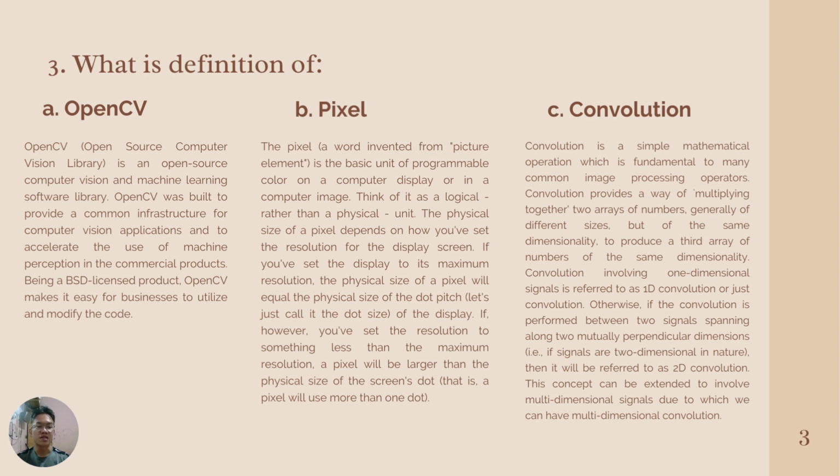The third question, what is the definition of A. OpenCV? OpenCV, or Open Source Computer Vision Library, is an open source computer vision and machine learning software library. OpenCV was built to provide a common infrastructure for computer vision applications and to accelerate the use of machine perception in commercial products, being a BSD licensed product. OpenCV makes it easy for businesses to utilize and modify the code.